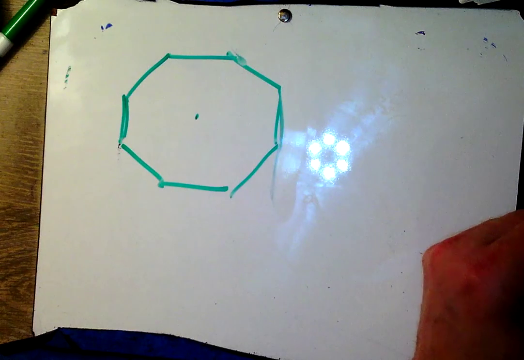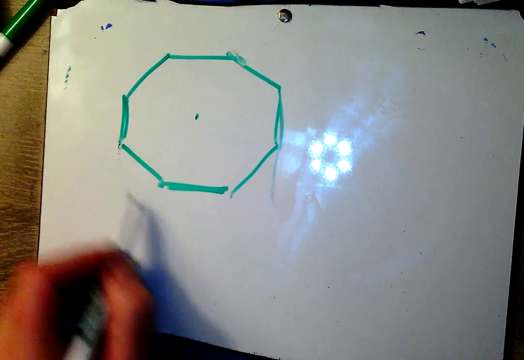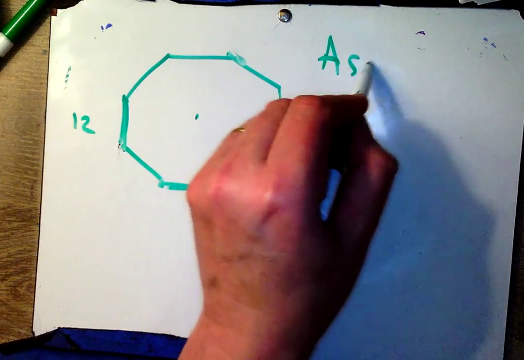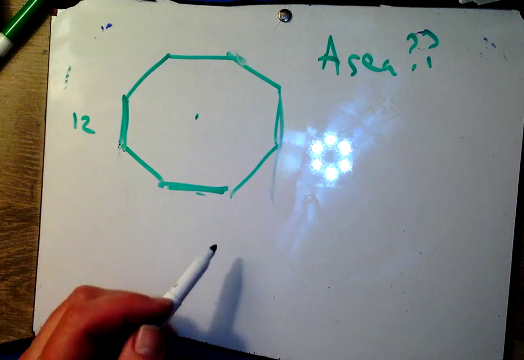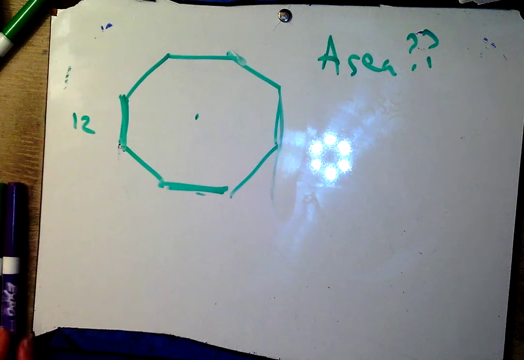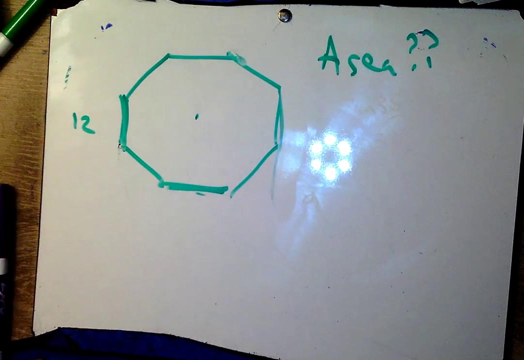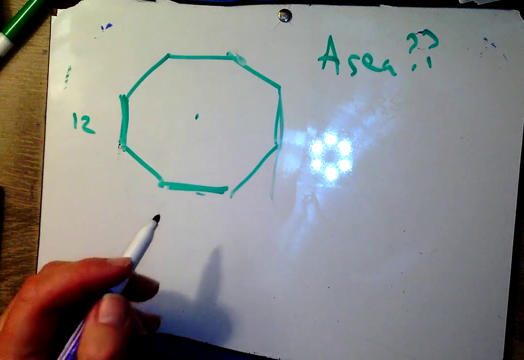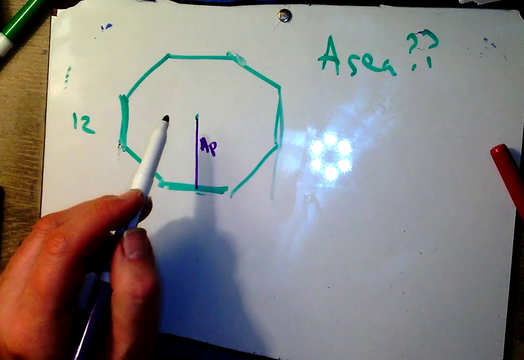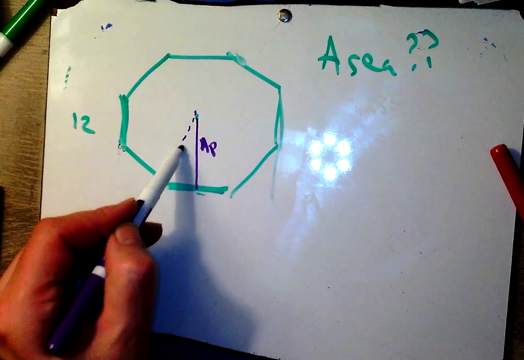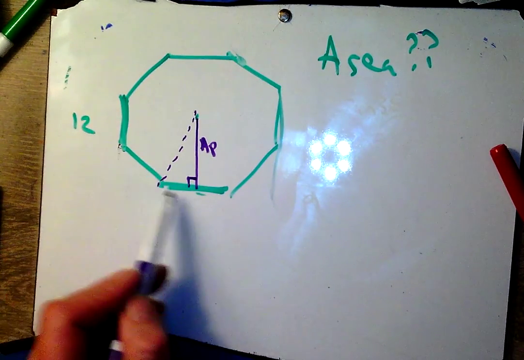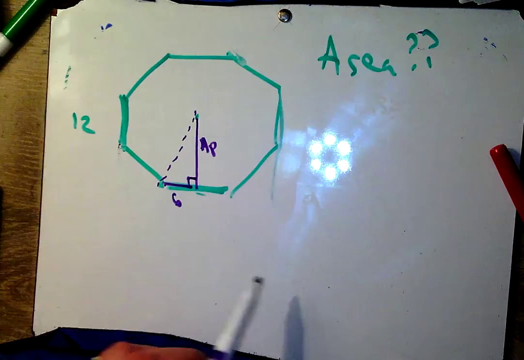And in this problem, we know that the side length is 12. All the sides are 12. And what we'd like to know is, what's the area of this octagon whose side length is 12? Can you do it? I think you should pause the video and try. We did the pentagon yesterday. Okay, so we did draw in the apothem and the radius. If this is 12, and this is 12, and this is 12, then this is 6.